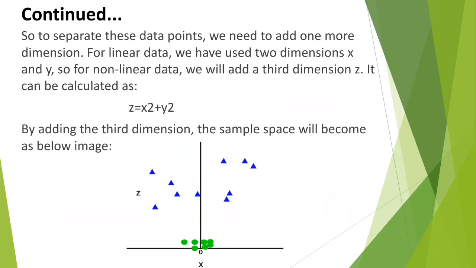For linear data, we use two dimensions, x and y. For nonlinear data, we will add a third dimension z. It can be calculated as z = x² + y². By adding the third dimension, the sample space will become as in the below image.